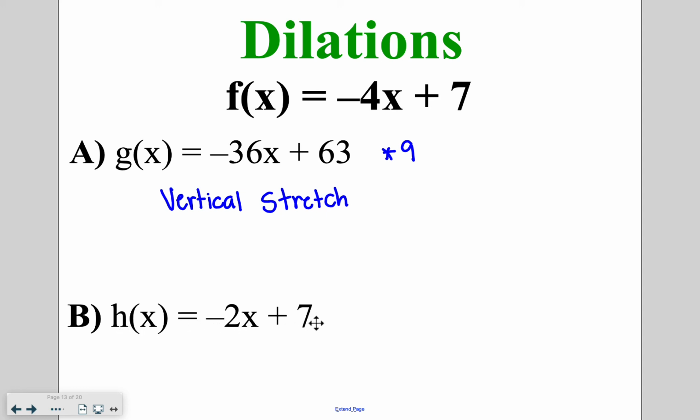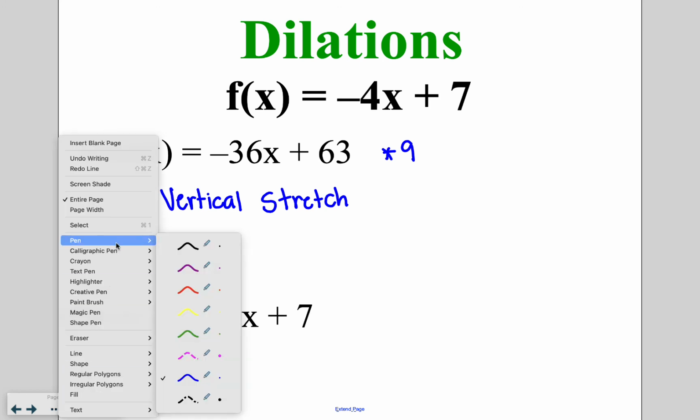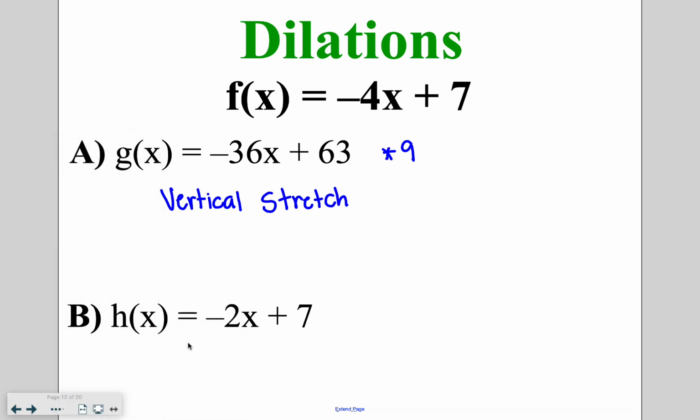When we come down here to the second problem, I've got h of x is equal to negative 2x plus 7. So right away I notice I only multiplied one of my values. So I've got a horizontal dilation going on this time. And I'm going to go ahead and spell horizontal correctly for you guys. So horizontal dilation going on.